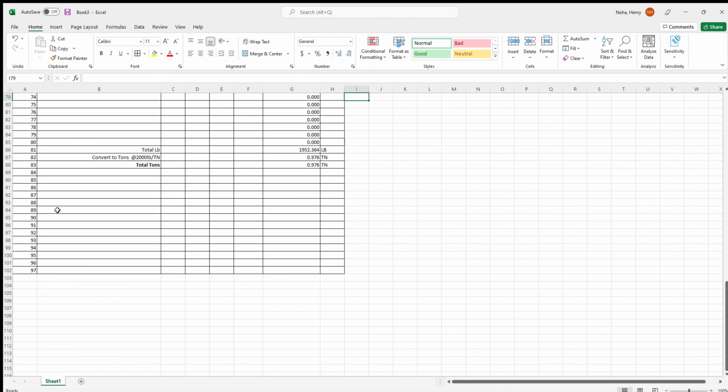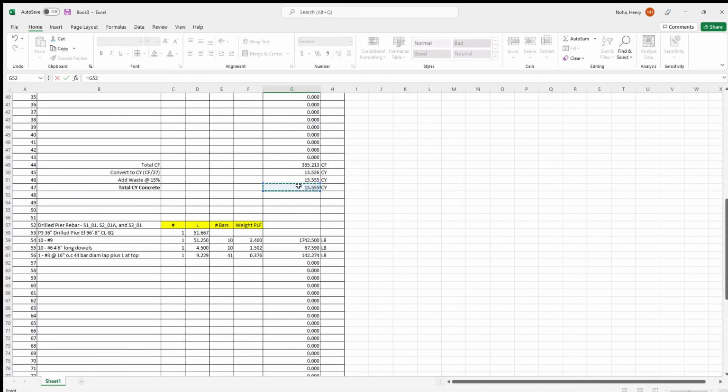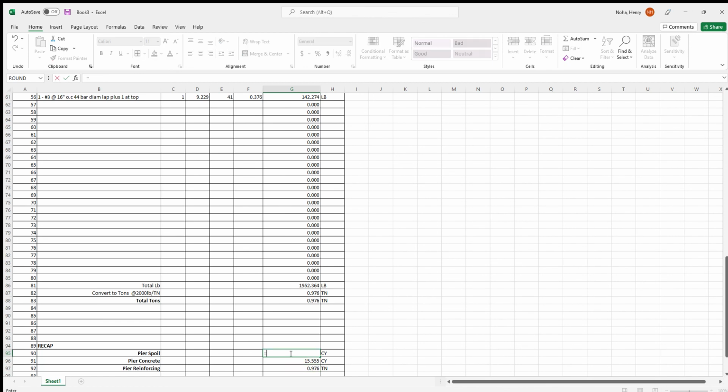Now we're going to have a recap. We have pier spoil, we have pier concrete, and pier reinforcing. These are aligned right, they're bolded. And then here we're just listing up what we had before for our answers. So starting off our pier reinforcing, we just have our total tons and pier concrete. We have the total cubic yards of concrete, and then our pier spoils.